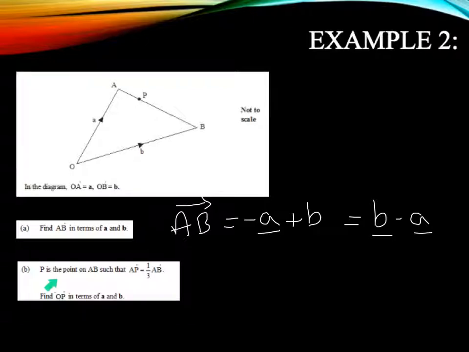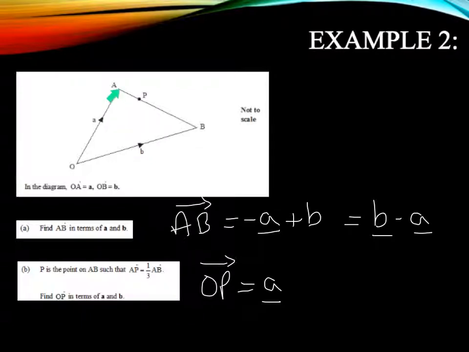It says the point P on AB is such that A to P is a third of A to B. So if the whole thing here is B minus A, this is a third of the way along it. It says find O to P in terms of A and B. Well, O to P, I want to go from here to here. This part is A. So O to P is A.